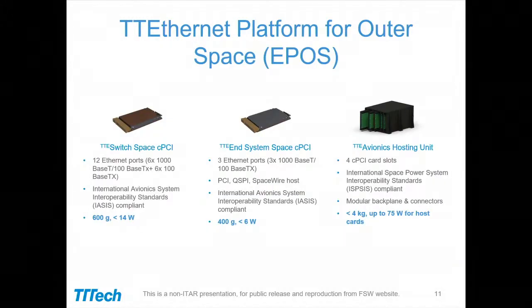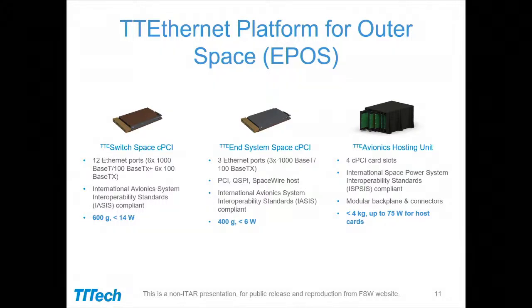Okay, moving up from the controller to the card level, this is the TT Ethernet platform for outer space. On the left and in the middle, there's the TT Switch Space CPCI card and the End System Space CPCI card. The Switch contains 12 Ethernet ports, 6 gig speed, 600 megabit speed, and the End System contains 3 gig speed. They're all IASIS compliant, and you can see the low weights there of 600 grams for the Switch, 400 grams for the End System, and they use low power as well.